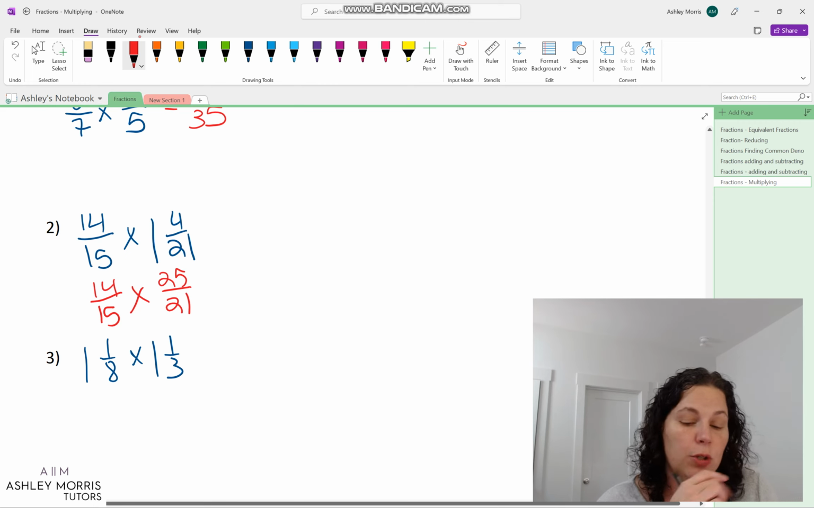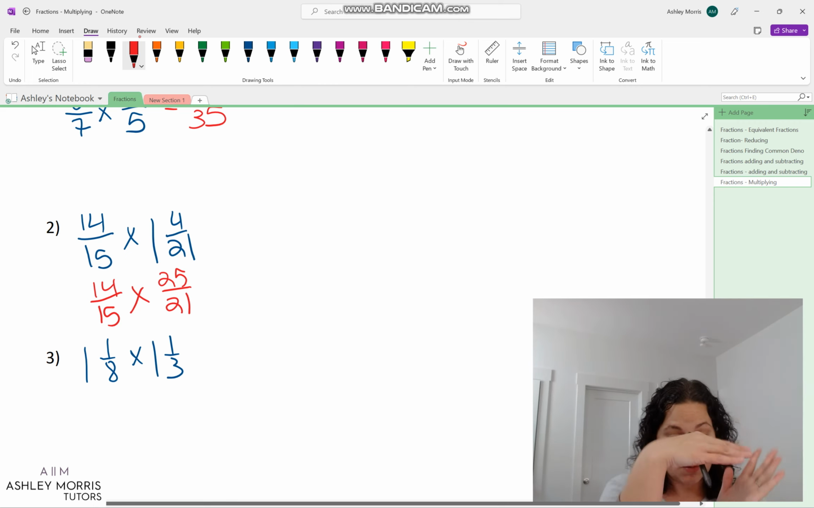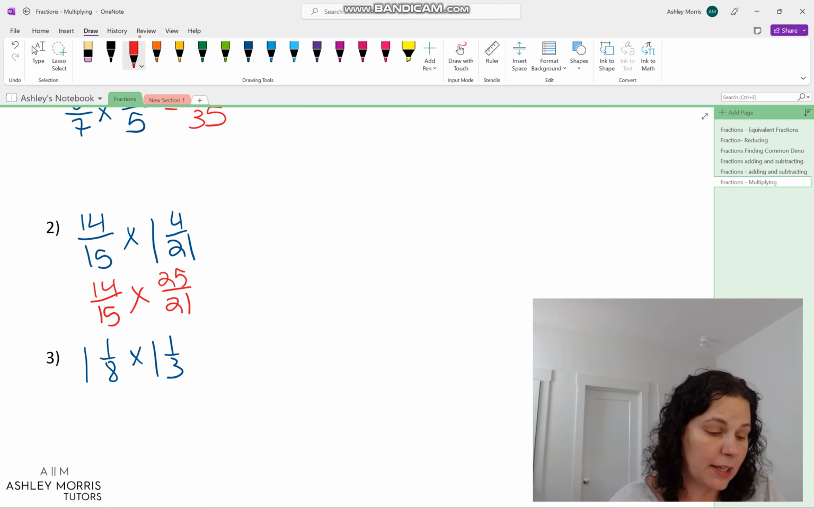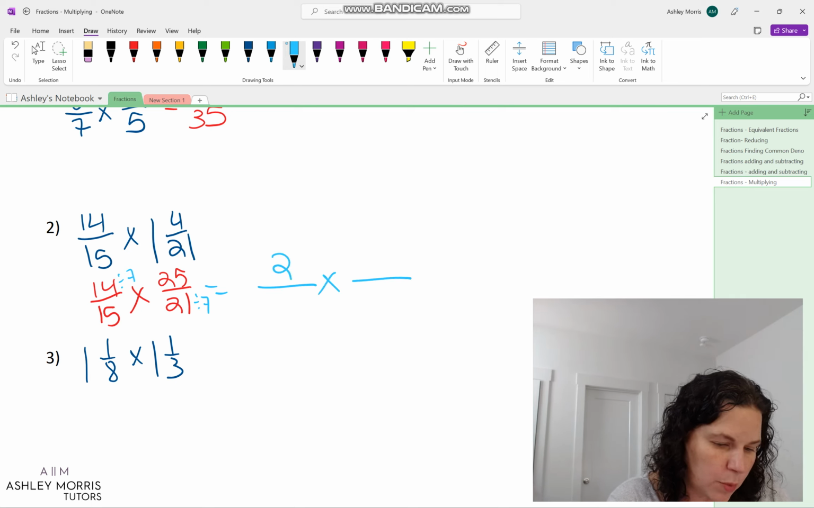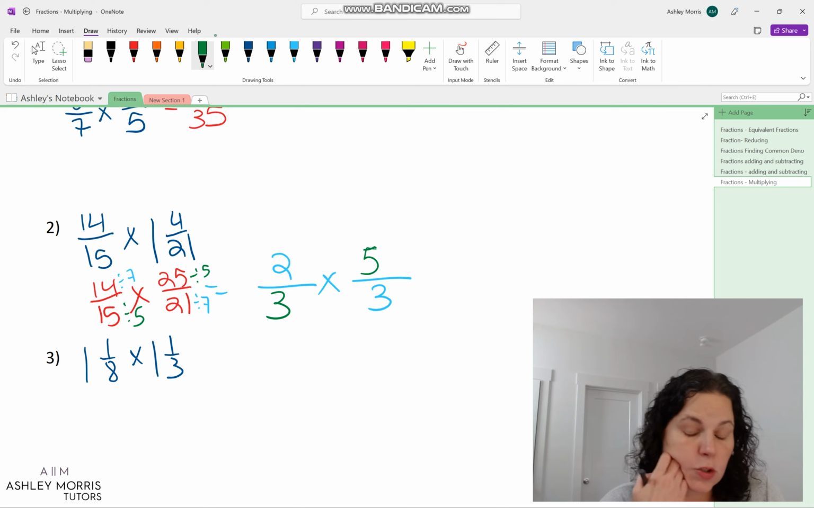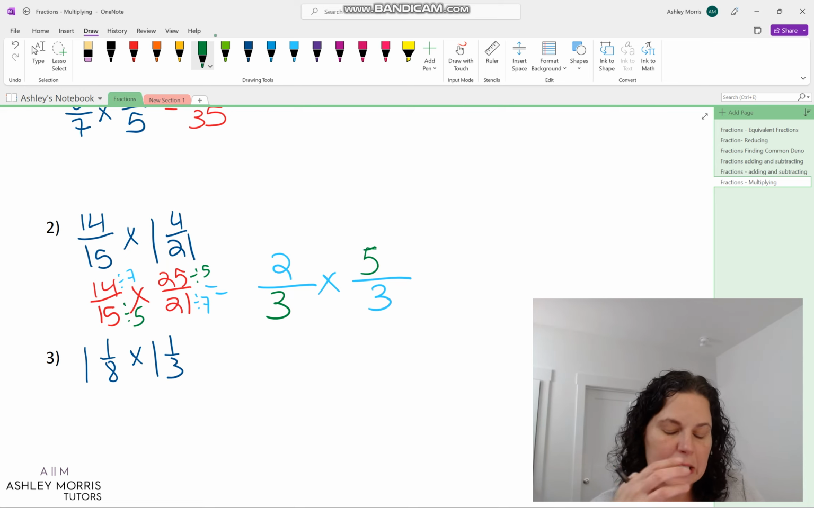So remember how I said you could go each way with your cross canceling, if possible? So 14 and 21, I can divide both those by 7. So that 14 becomes 2, and that 21 divided by 7 becomes a 3. And if I go the other direction, 25 and 15 are both divisible by 5. So that's going to become a 3 and a 5.